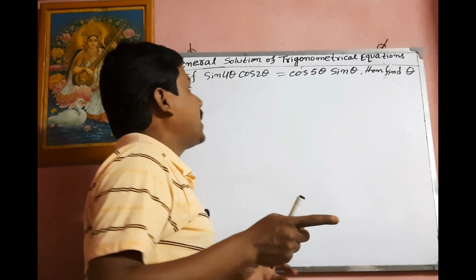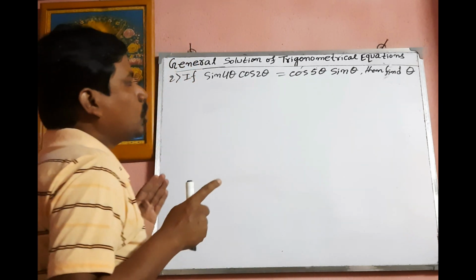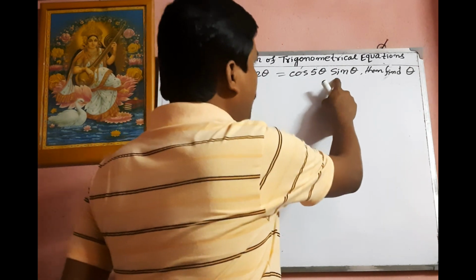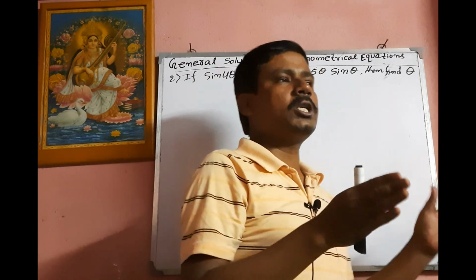The second example is, if sin 4 theta multiplied with cos 2 theta is equal to cos 5 theta multiplied with sin theta, then find the value of theta.